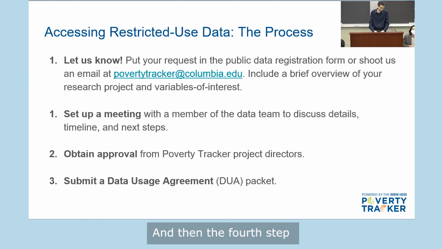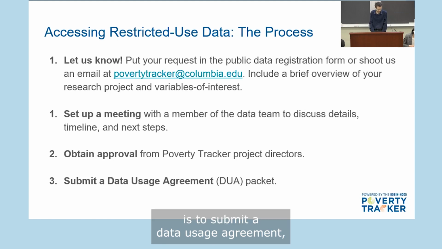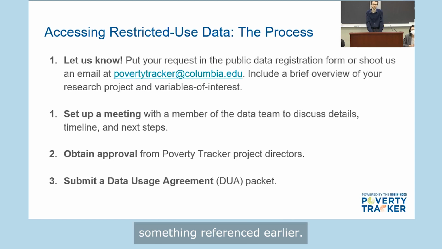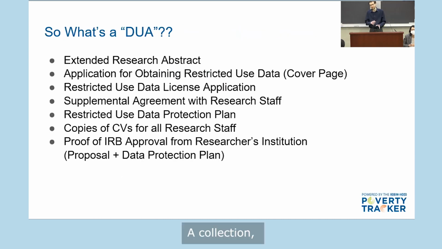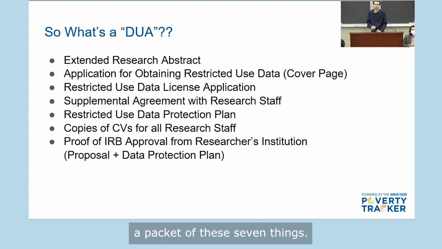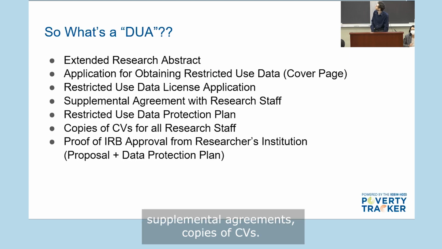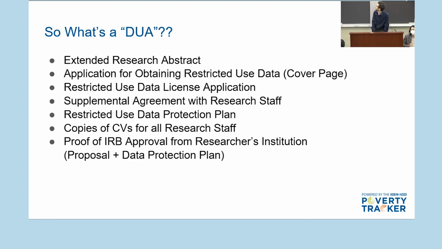And then the fourth step, or third step on this slide, is to submit a data usage agreement, or DUA. That's something you heard Matt referencing earlier. Okay, so what is this mysterious DUA? Well, it's a collection, a packet of these 7 things. So you can see research abstract, supplemental agreements, copies of CVs.